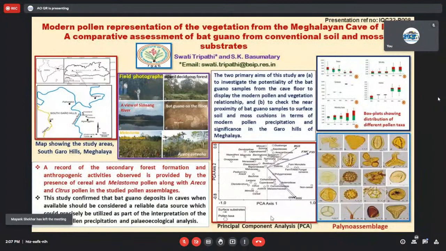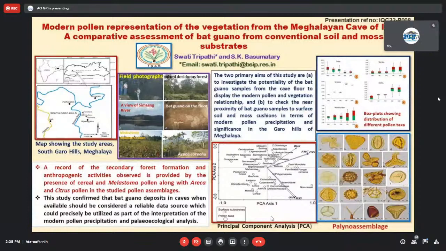There you can see the bat guano samples on the forest floor. There is a secondary forest growth in that region, with Melastoma pollen and Areca catechu also present. The main point is that the pollen assemblage records secondary forest formation and anthropogenic activities, indicated by the presence of cereal and Melastoma pollen. Cereal pollen, as you must be aware, has a monoporate aperture, and I have kept two pollen grains in the pollen assemblage slides. This shows the anthropogenic activities, along with Erica and Citrus pollen in the studied pollen assemblages.